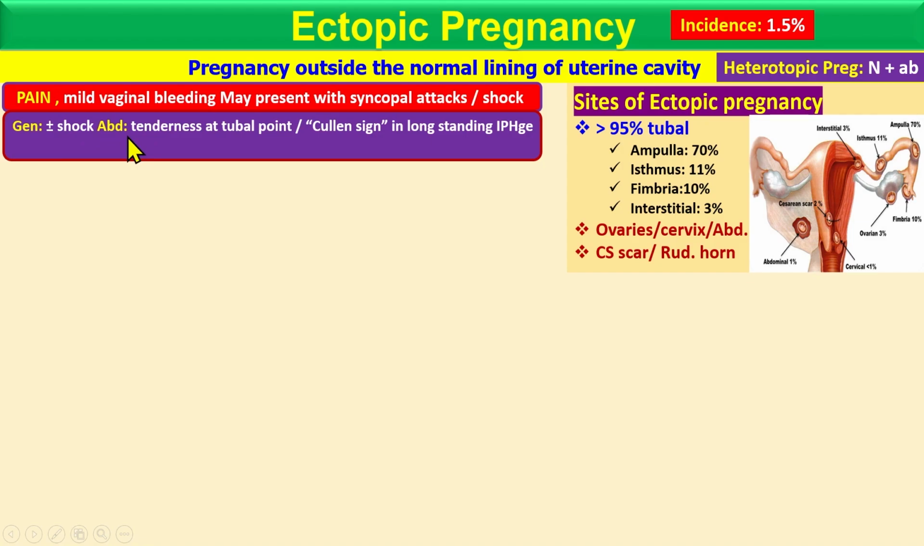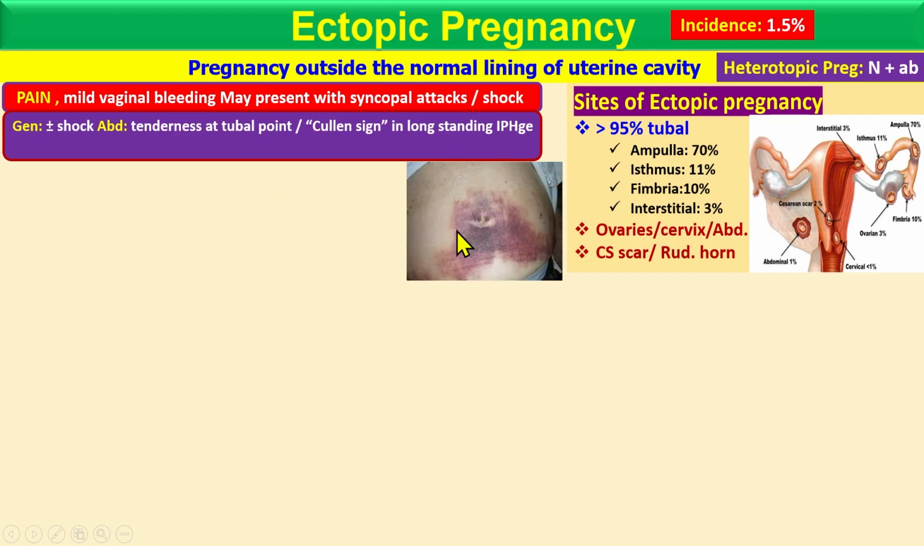When you put your finger over the tubal area, what will you see? Tenderness. Sometimes you will see the Cullen sign if there is intraperitoneal hemorrhage. What is Cullen sign? Cullen sign is the bluish discoloration around the umbilicus. Okay, so this is one of the signs of the ectopic pregnancy.